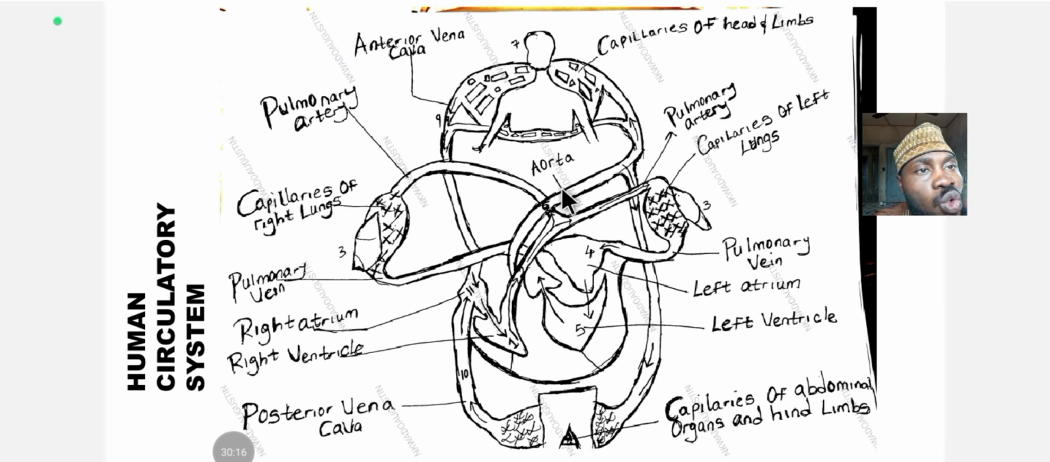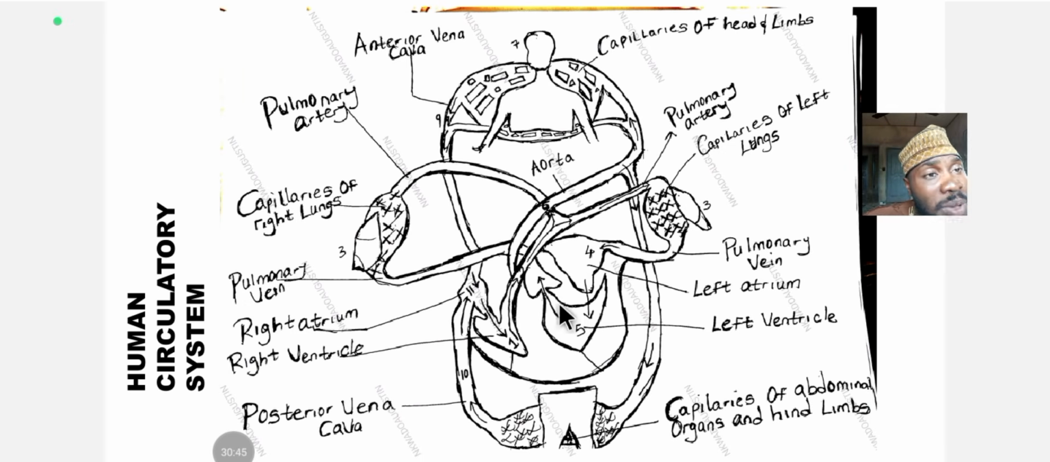Through the aorta, the branch that supplies the upper body goes. Look at the upper body. It goes and it supplies the neck, the brain, and so on and so forth. The hand, and so on and so forth. Above the heart. While the one that supplies the lower body, look at it here, the descending aorta. It supplies the lower body.